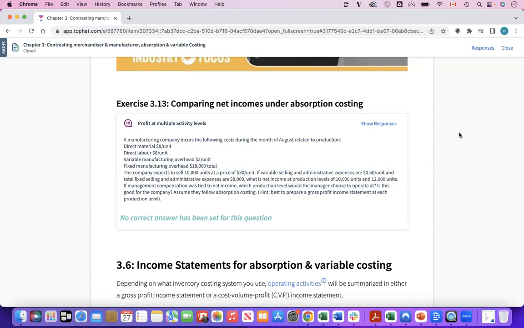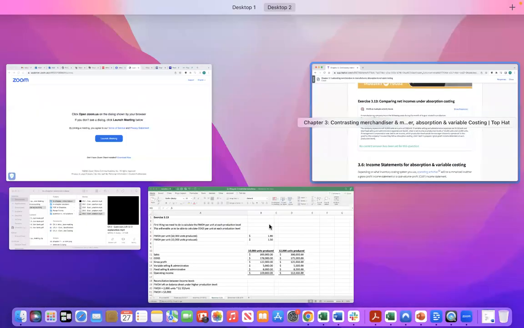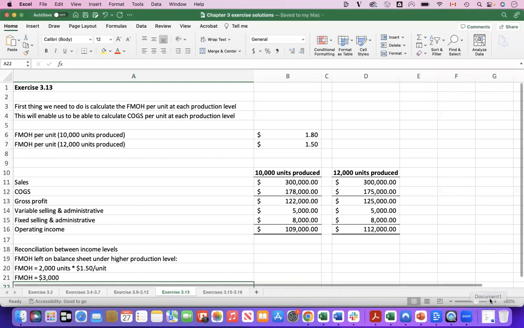If variable selling and administrative expenses are 50 cents per unit and total fixed selling and admin expenses are $8,000, what is net income at production levels of 10,000 units and 12,000 units? If management compensation was tied to net income, which production level would the manager choose to operate at? Is this good for the company? Assume they follow absorption costing. And the hint I give here is to prepare a traditional gross profit income statement at each production level. So let's take a look at that solution.